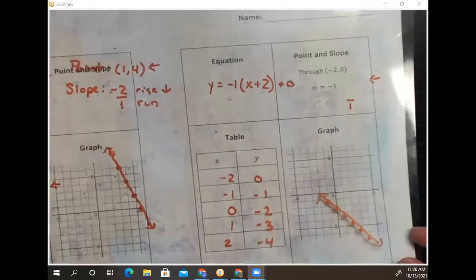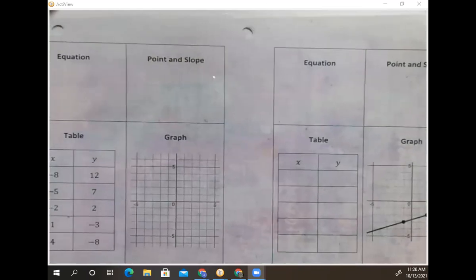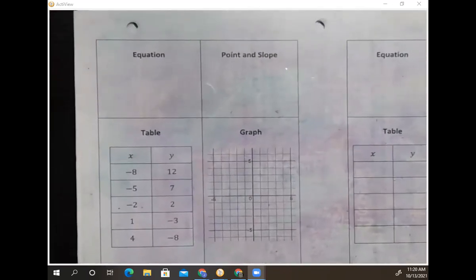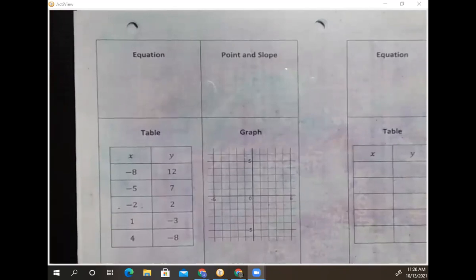Okay, turn to the next page for me. This time on page 107, we're starting with a table. If I have a table to begin with, what might be a good first step? Yeah, I've got points here. Make a graph, right? I've got a bunch of points, put them on my graph.